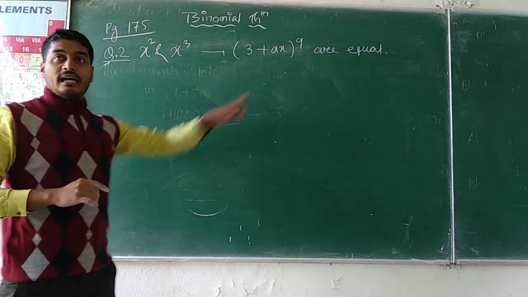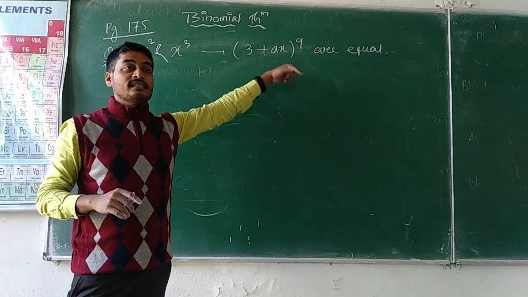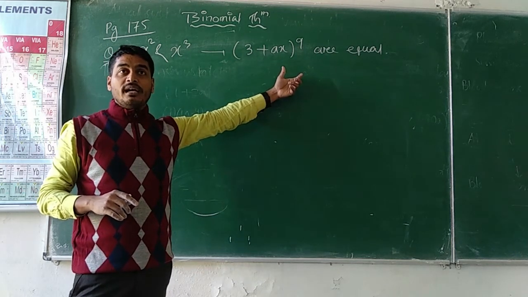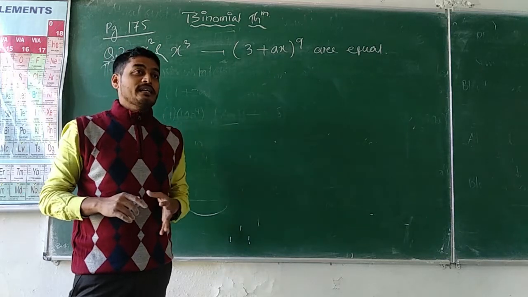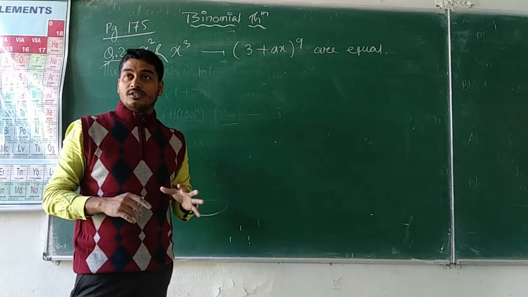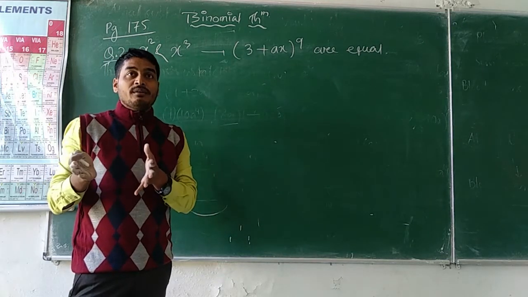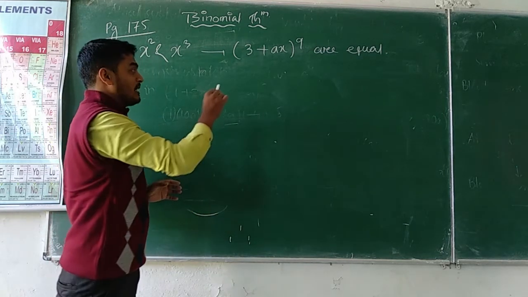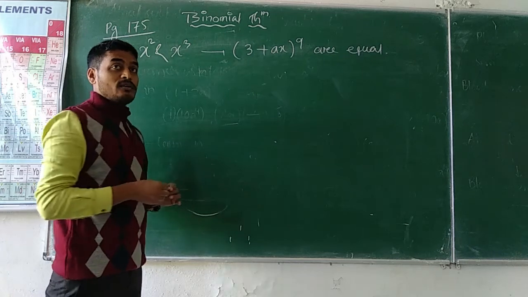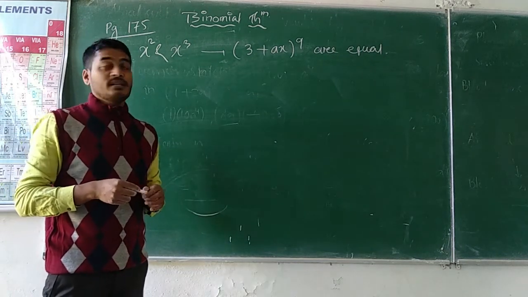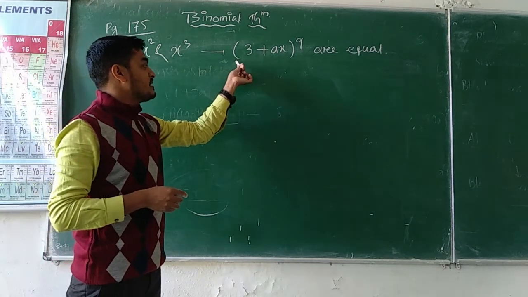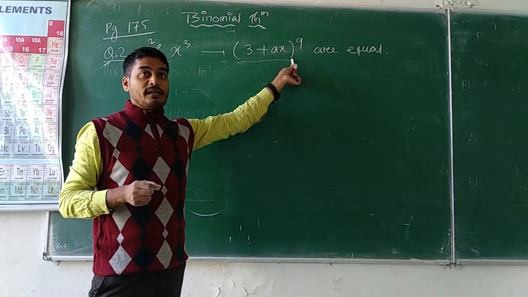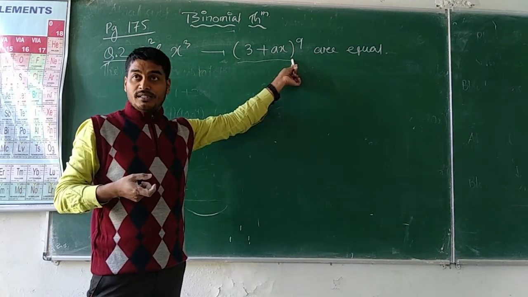The thing is, we don't know in which term of the expansion x square will come or in which term x cube will come. We have no exact idea. As you don't have any idea about the terms, you can't directly write the coefficients. And for such questions, you should always take the general term. The general term will represent all the terms of the binomial expansion.